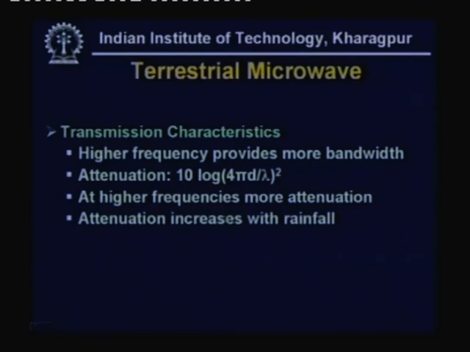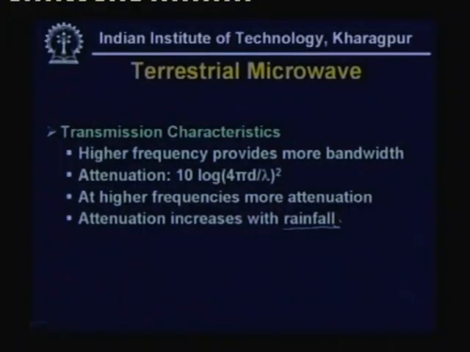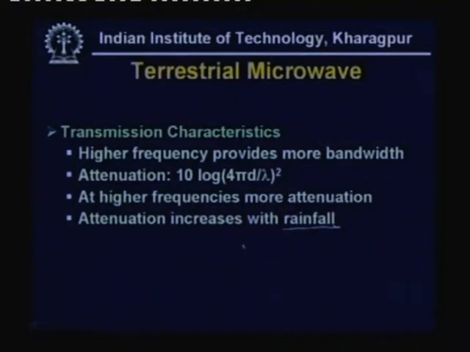For microwave signals, attenuation increases with rainfall. This is a very important factor. That means the frequencies within this range are affected severely by rainfall. Apart from distance and frequency, you can see rainfall plays a very important role in attenuation. So, when the weather is bad, in rainy conditions, the signal will be poorer, and that is the reason why more error occurs during rainy seasons. The signal to noise ratio degrades, as a result more error occurs in the signal.